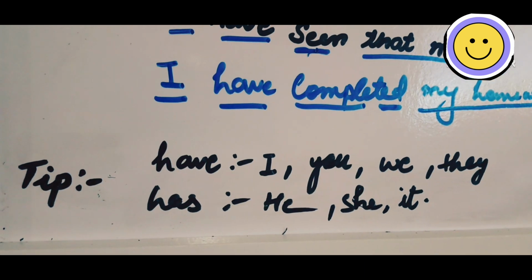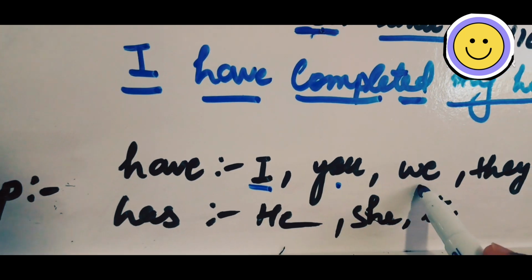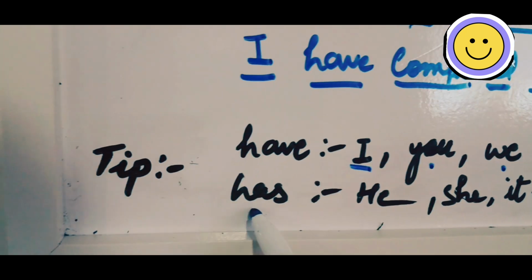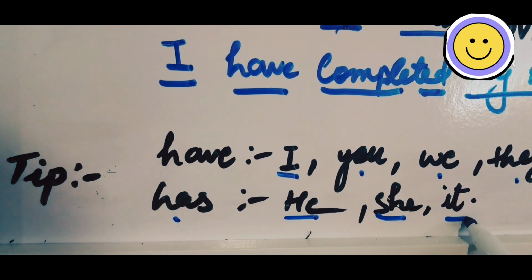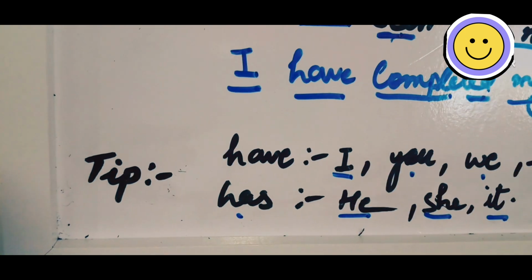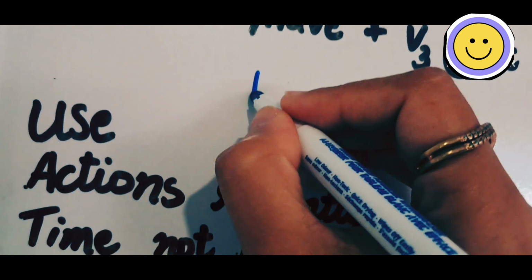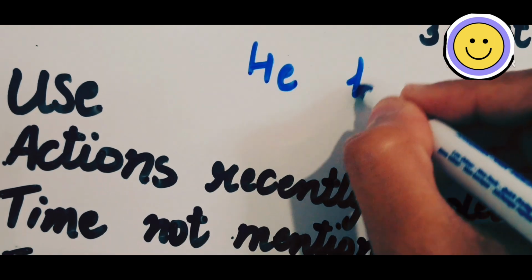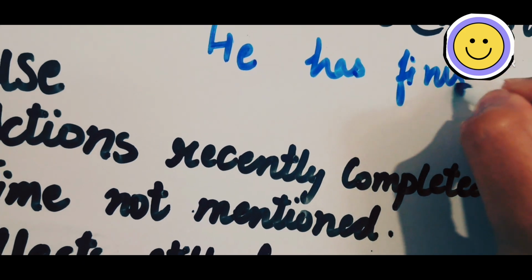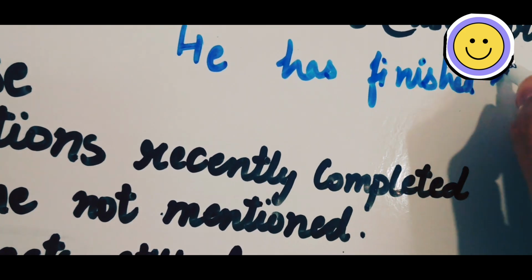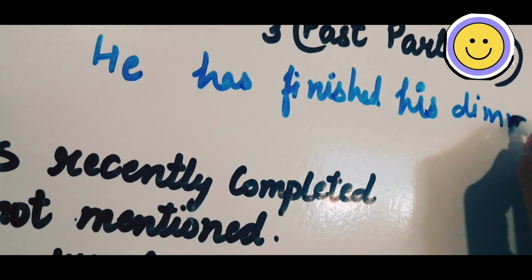And the tip for today is: have is used with I, you, we, they, and has is used with he, she, and it. Let's make a sentence with has now. Suppose, he has finished his dinner.